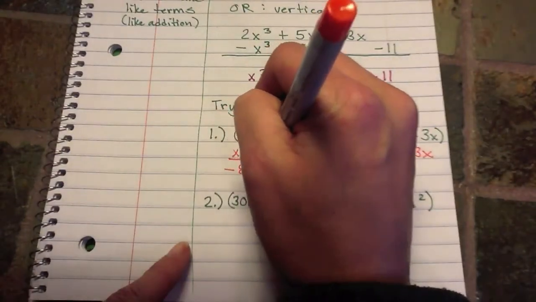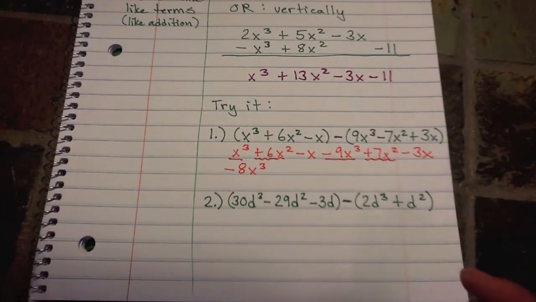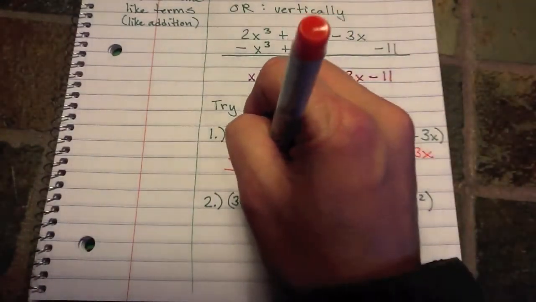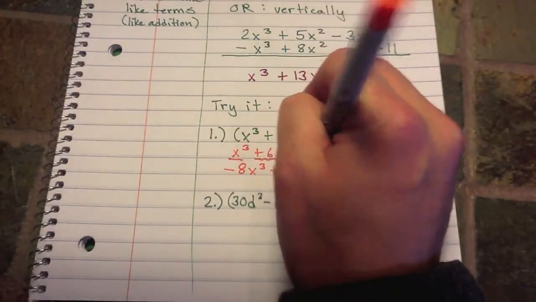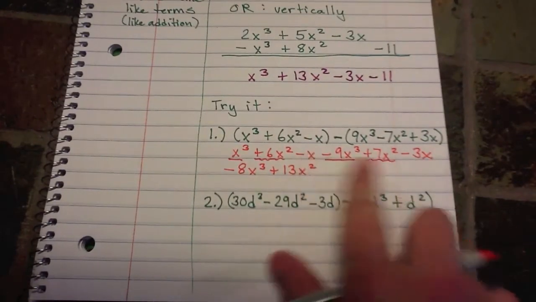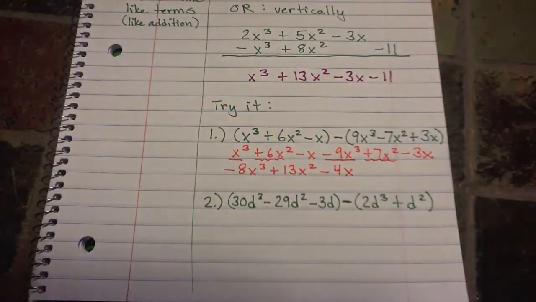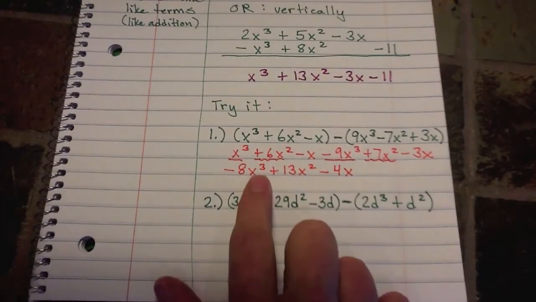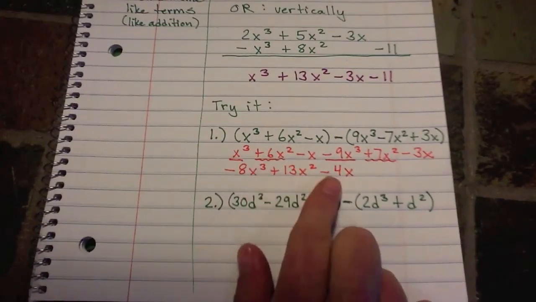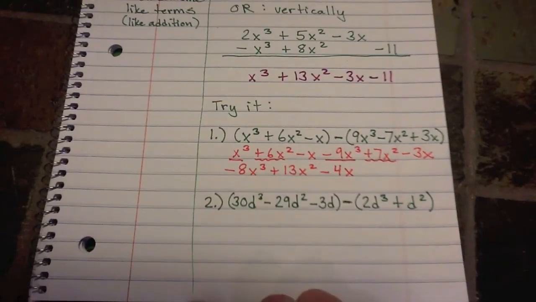I have a positive 6x squared and a positive 7x squared. So that's going to be 13x squared. And then I have a negative x and a negative 3x. 1 and 3, negative 4x. If we're talking about classification, our highest degree is 3, and we do have it in standard form. This is 3 terms, so it would be a cubic trinomial. All right, let's check the other one.